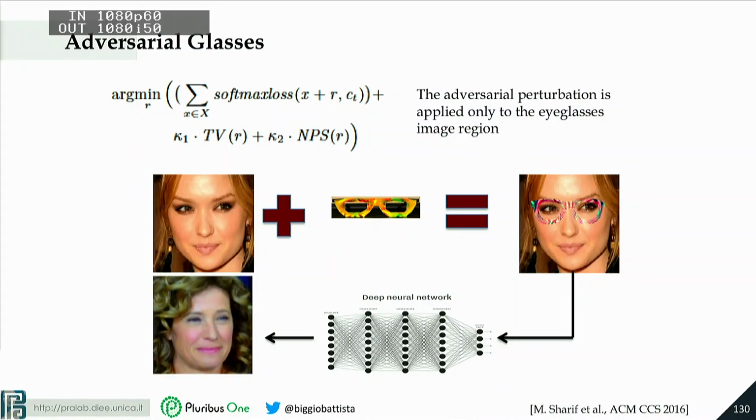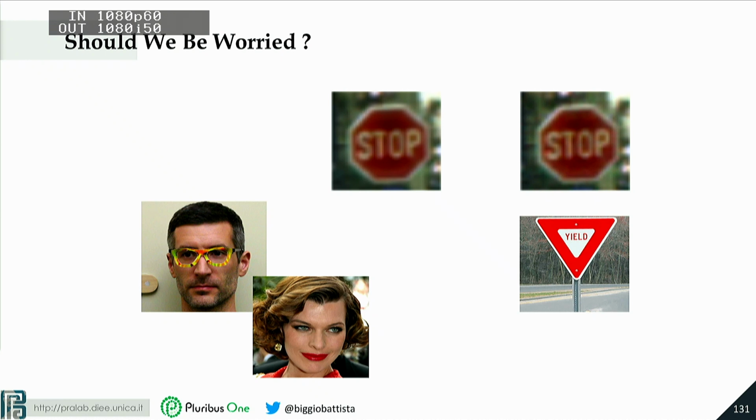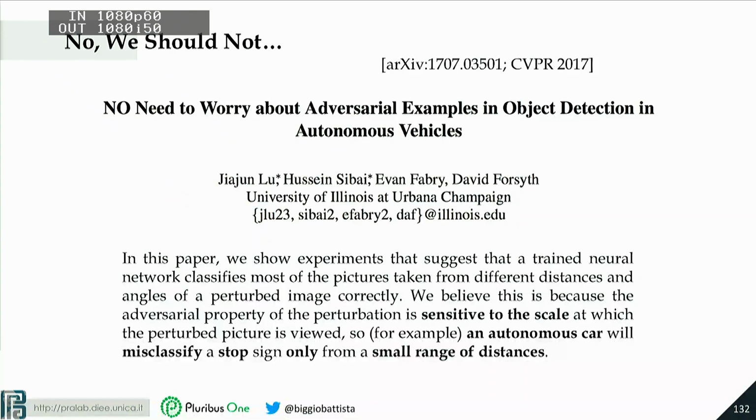And again, we've seen that it's possible to construct eyeglass frames to mislead recognition systems, face recognition systems. And you can just print this frame on paper, and you can attach it to a pair of glasses, and it works. So again, in this case, the noise transfers also to the real world. Okay. So should we be really worried about this problem? So can this be a real problem in the real world? So that's the point. And then again, the research is not really agreeing on this point.